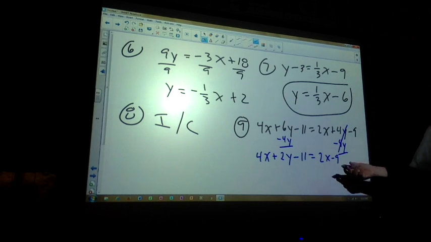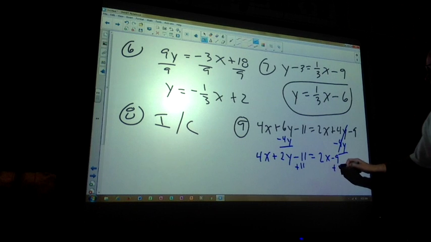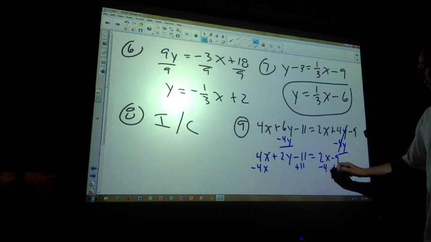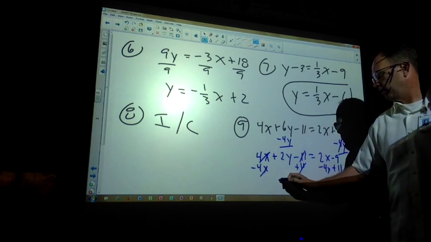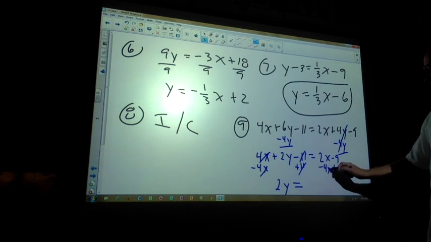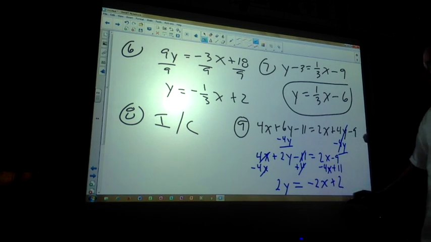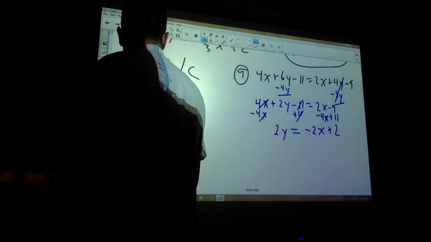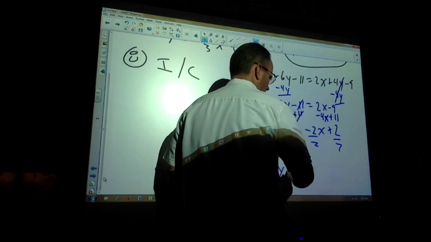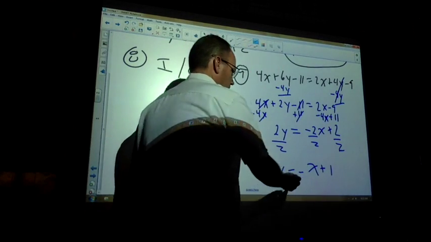Okay. So now I have a y just on the other side, which is great. So then I could probably say, well, let's add 11 and subtract 4x. So that clears that and that. So I have 2y over here equals, what is that? Negative 2x plus 2. And then divide everything by the 2. So y equals negative x plus 1. Is that right?